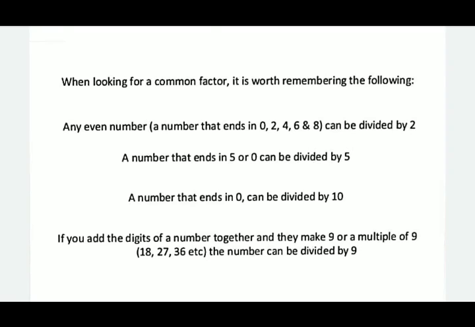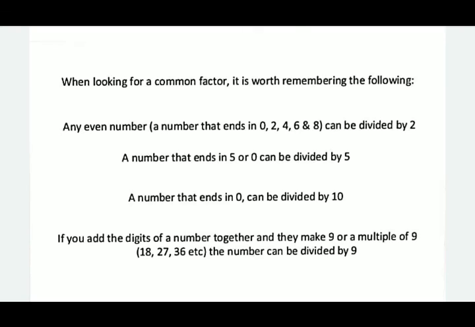For a common factor, it is worth remembering the following. Any even number, a number that ends in 0, 2, 4, 6 and 8, can be divided by 2. Here you can see that for the numerator and the denominator, if the last digits are 0, 2, 4, 6 or 8, then both of them can be divided by 2. Next, a number that ends in 5 or 0 can be divided by 5. A number that ends in 0 can be divided by 10.